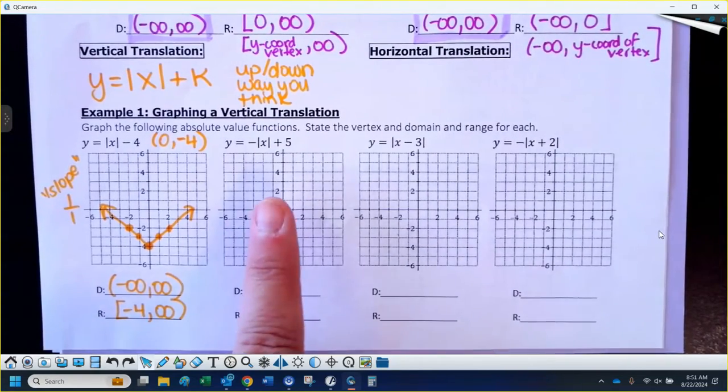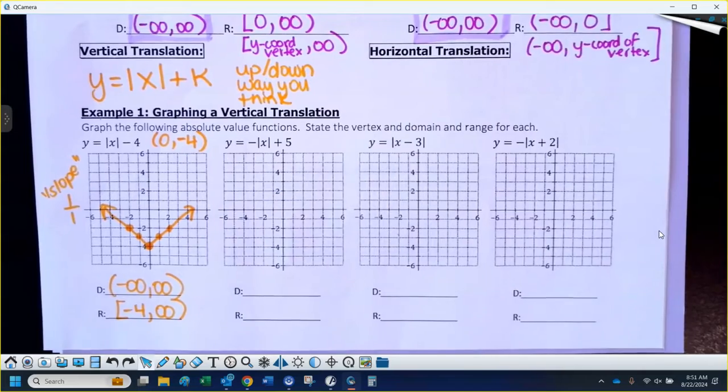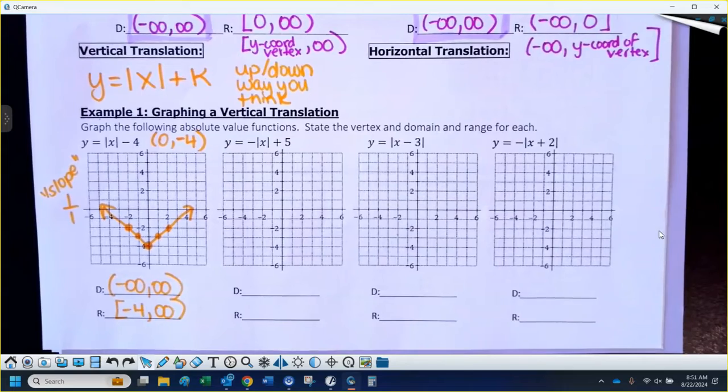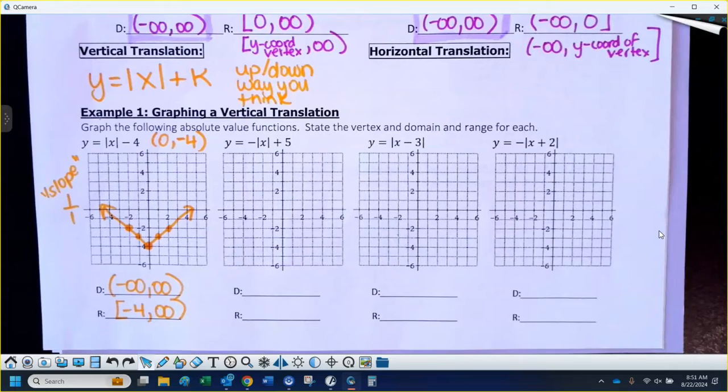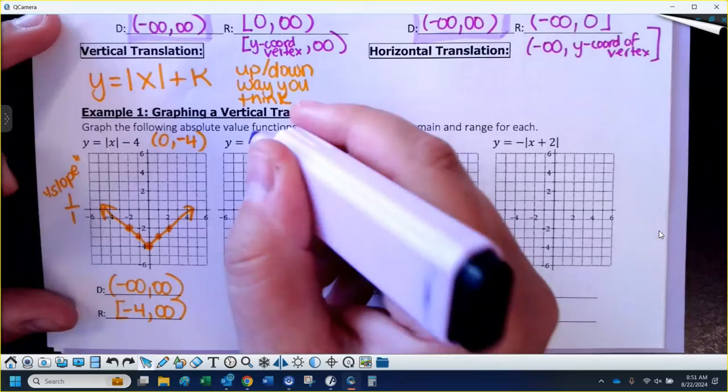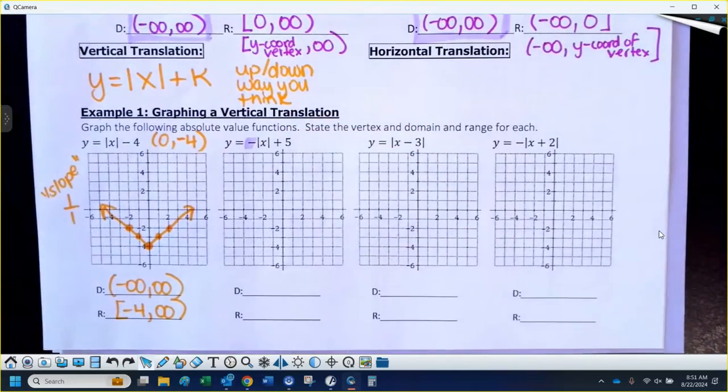All right, does anybody know what I would have? My next example, I've got y equals negative absolute value of x plus 5. Is that going to go V shape right side up or upside down? Up or down? What do you think? Liam, what do you think? Down. All right, you guys can talk. It's okay. So, a little negative, just go flip it down.